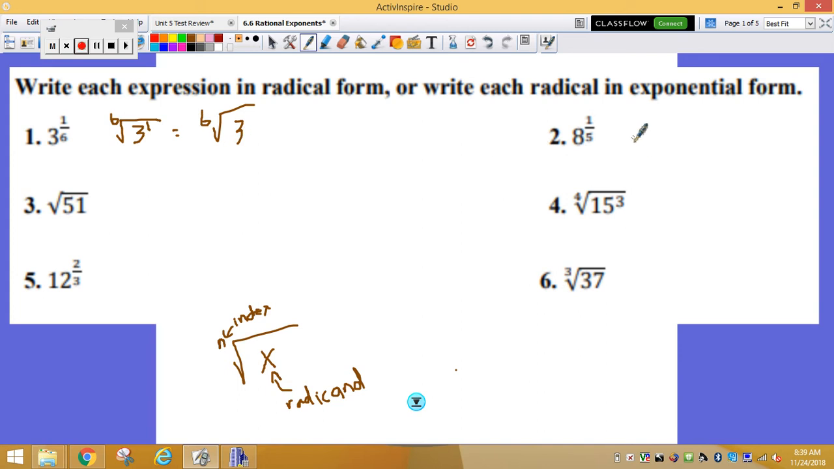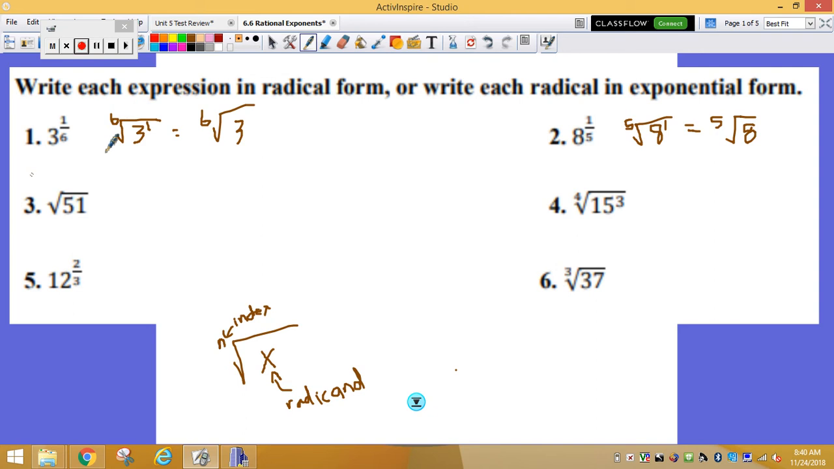So let me do another one. Again, you're going to have a square root. Your big number stays your big number. The numerator becomes the exponent on the inside. The denominator becomes the index. And again, we wouldn't write that 8 to the first. We would just write the 5th root of 8.